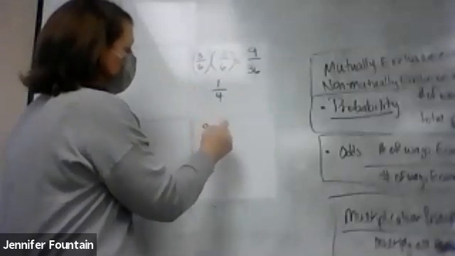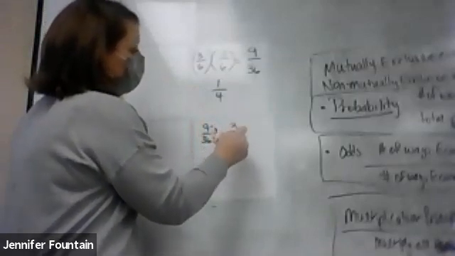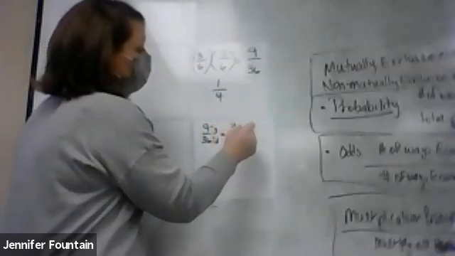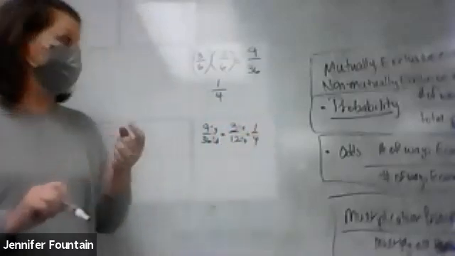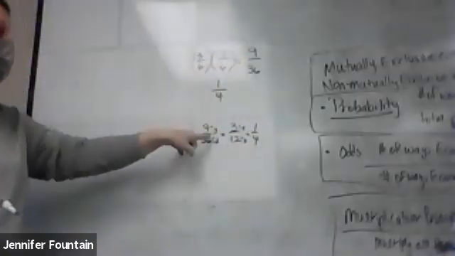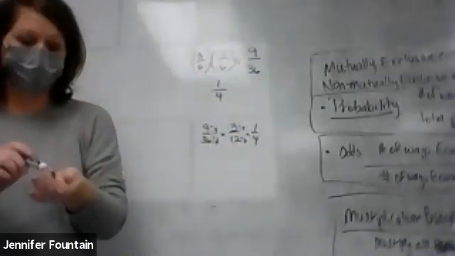3, divide by 3. You would have 3 out of 12. And again, you could divide by 3, divide by 3. You'd still end up with 1/4. It doesn't matter if you go with the biggest number first or work your way up to it. Either way, you're going to end up with the same answer, 1/4.